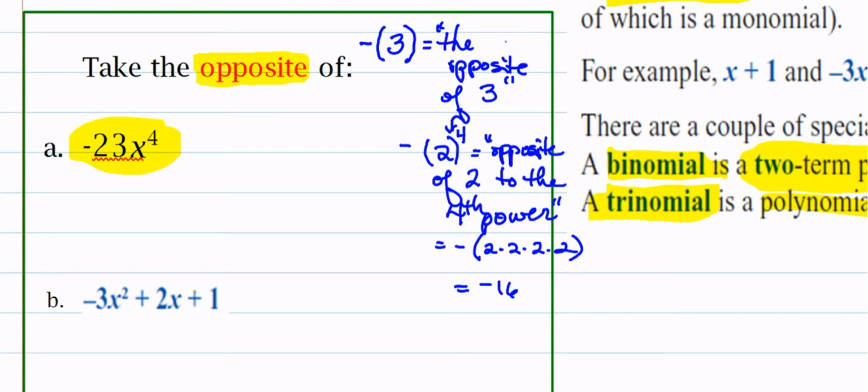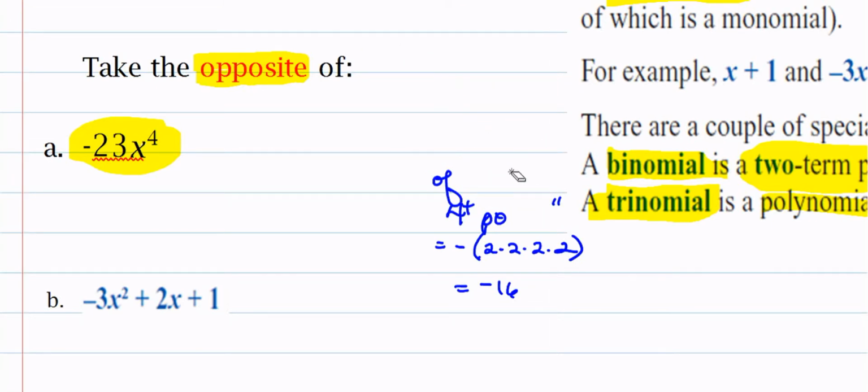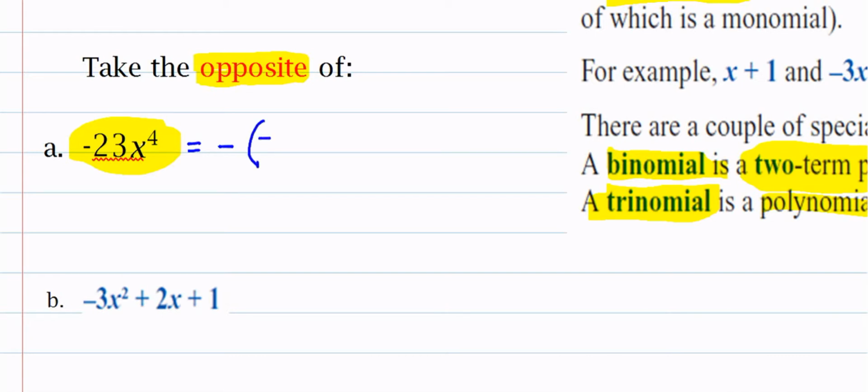We have all that. That's fine and dandy. Let's look at the examples that I have written down here. I want to find A in part A here. I want the opposite of negative 23x to the 4th power. So what is that? If I wanted to write that out mathematically, it would look like this. The opposite of whatever the problem is. Just write it down as is, in parentheses. So the opposite of that.